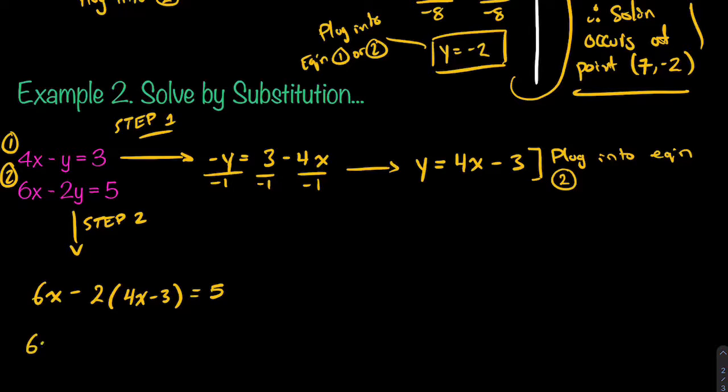Let's distribute this, 6x minus, oops, that would be 8x plus 6, right? We have to be careful with this negative and the negative here when we're multiplying, equals 5. 6x minus 8x, well, that's just negative 2x. And I'm going to move that 6 to the other side, so that would be minus 6. And 5 minus 6, well, it's just negative 1. Divided by negative 2 on both sides to get rid of that 2, and we get x is equal to 1/2. Great. So there's our first x coordinate.